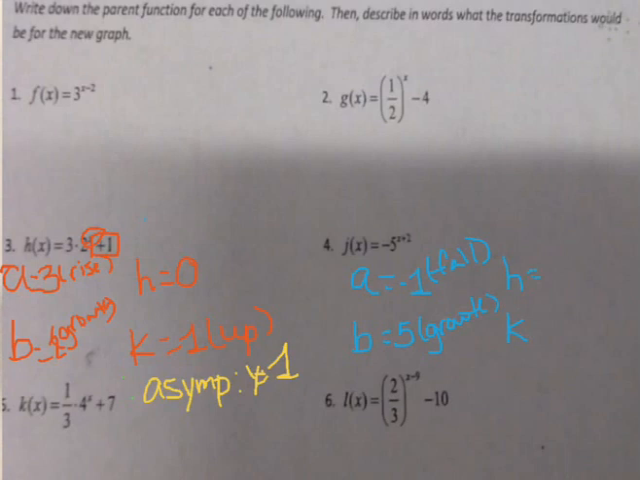And lastly, we have H up here. We have x plus 2. And remember, H is always the opposite of what's there. So instead of plus 2, it's going to be -2. So that means the graph moved to the left 2. And there is no K. So K is 0. So our asymptote is the line y equals 0.